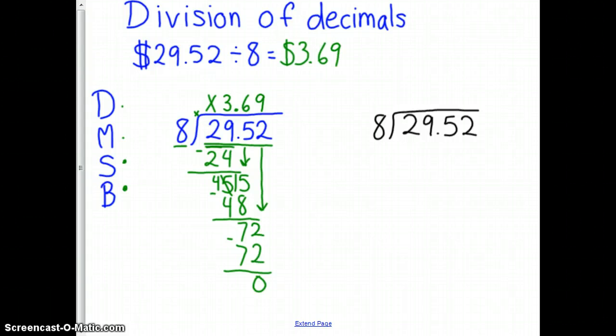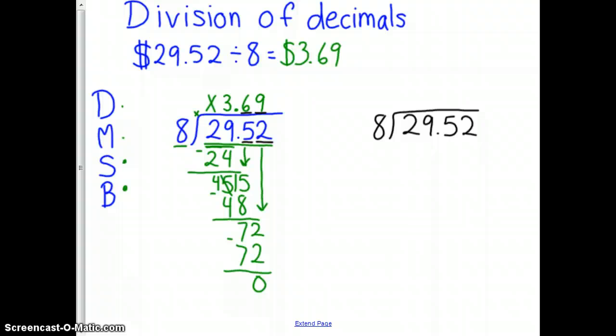Another way to look at the decimal is to ask yourself, okay, in the original dividend, how many numbers were behind the decimal point? 2 numbers. So 2 numbers need to be behind the decimal point in the quotient as well, in the answer.